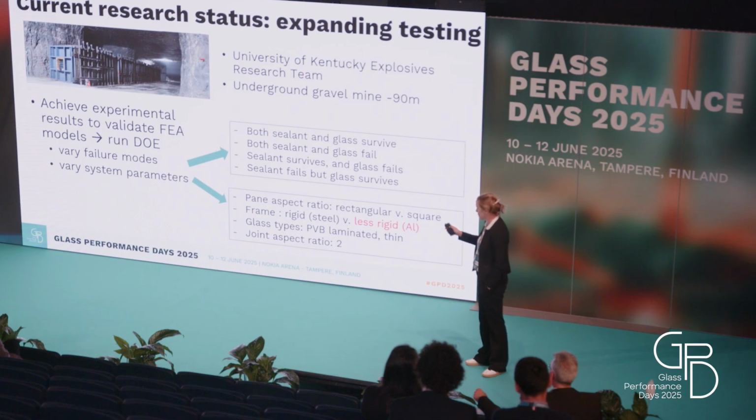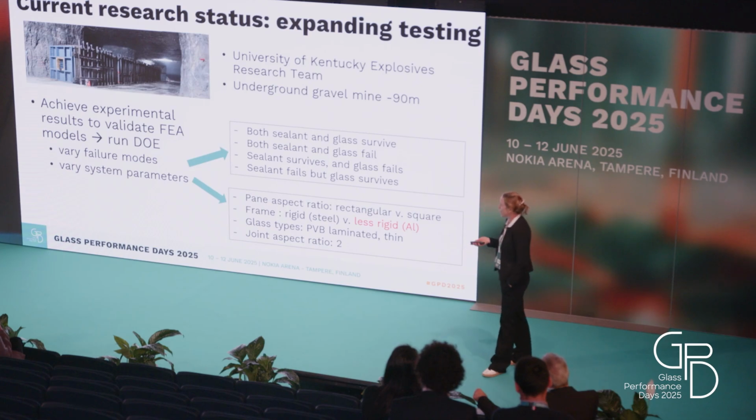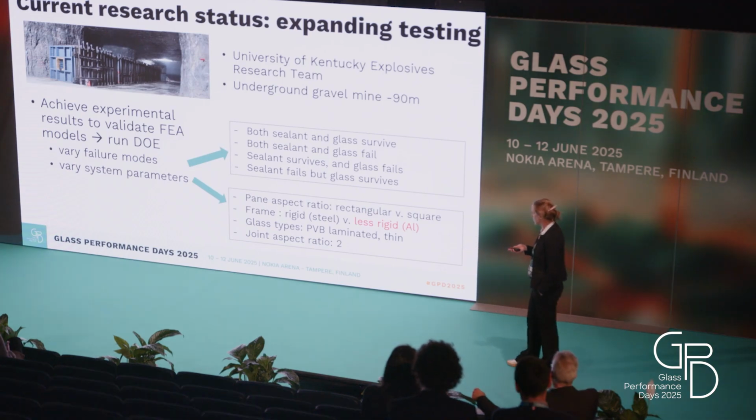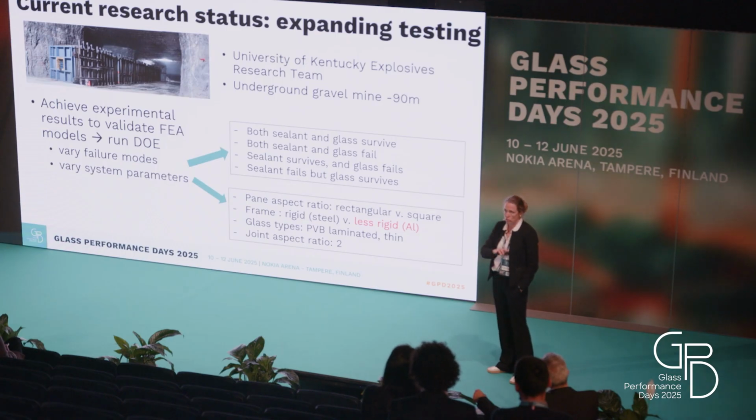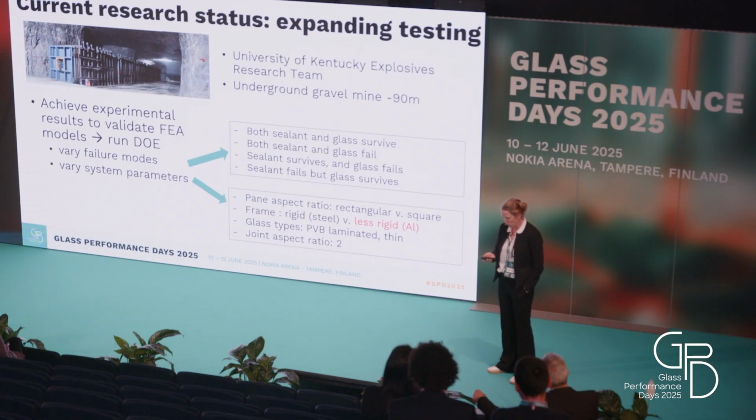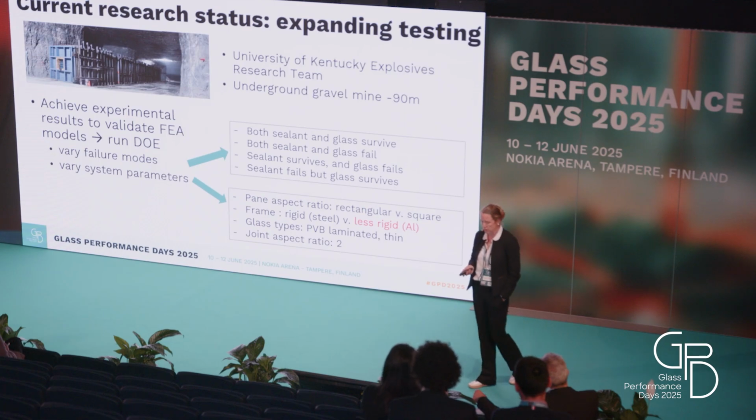So we varied our system parameters so that we could get to these results within what is possible to be tested. We played with the pane aspect ratio, rectangular versus square, for more or less the same surface, with the frame material to have a more rigid and a less rigid one. The glass type was only one type, a relatively thin laminated glass with PVB, and the joint was also just one aspect ratio to limit the number of testing we do.